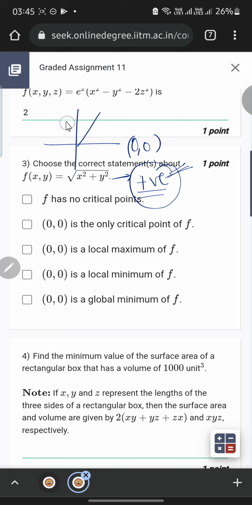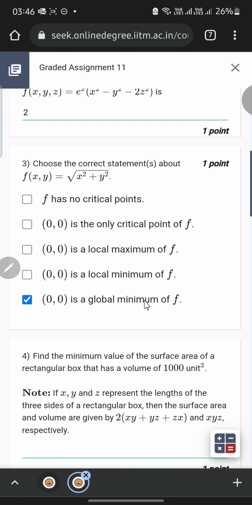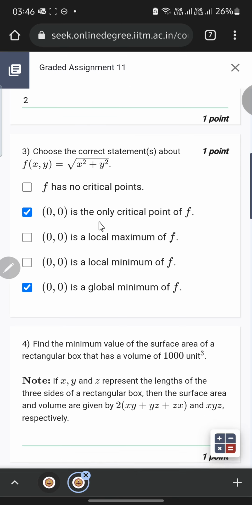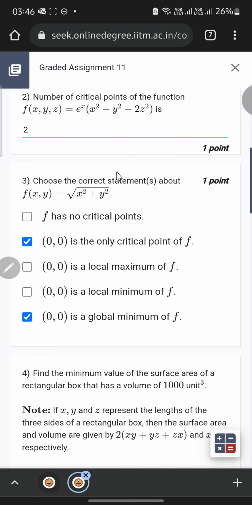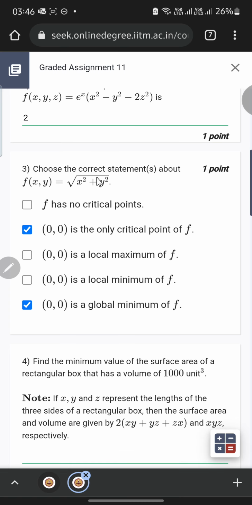Certainly not differentiable at 0 comma 0, right? Because it's a sharp point there. Yeah, something like this structure. So our answer would be a global minimum of f at 0 comma 0, and we can say that this is the only critical point. We can do this by differentiation too. First of all, take a partial differentiation of this and just equate it to 0. We will be getting two values, right?